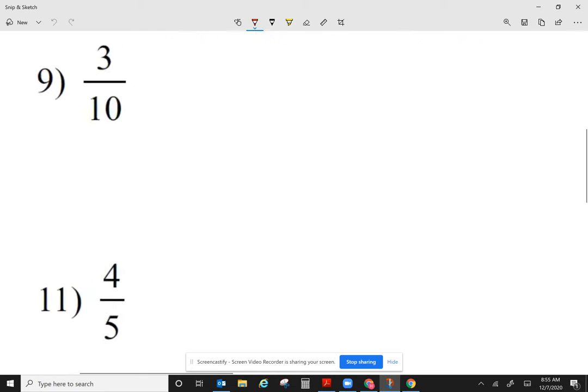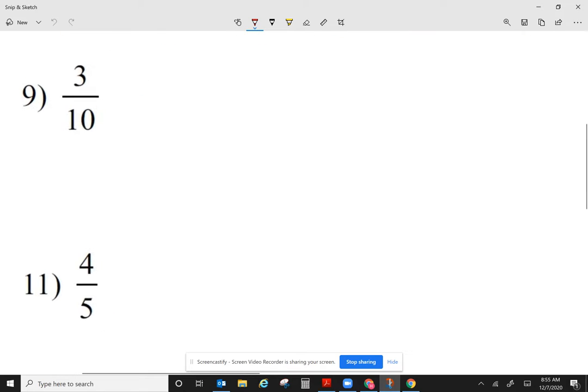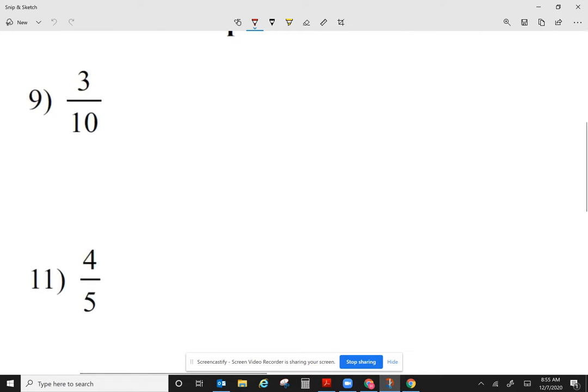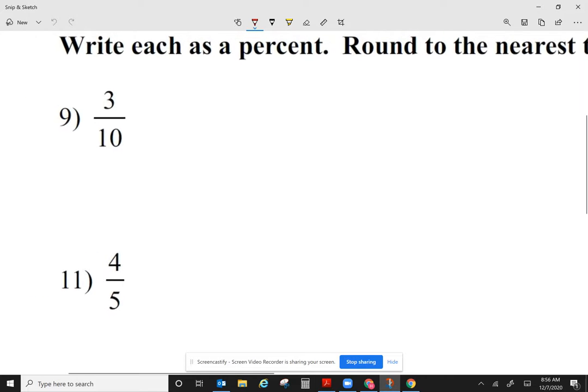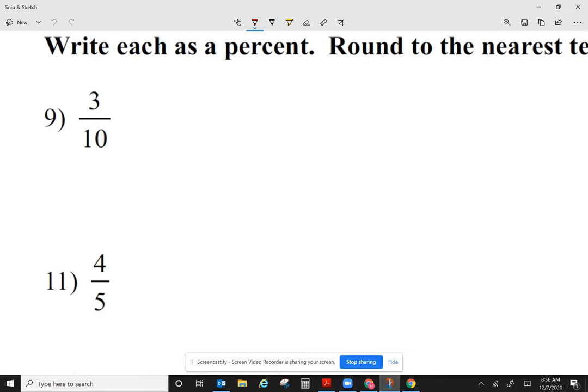In this case, let me use questions 9 and 11. Let me use division. Like I said, I showed you two methods, dividing and using the denominator, but now let me use division. I want this as a decimal first. I know the instructions said write it as a percent, but I'm going to write it as a decimal first. So I'm going to go 3 divided by 10.